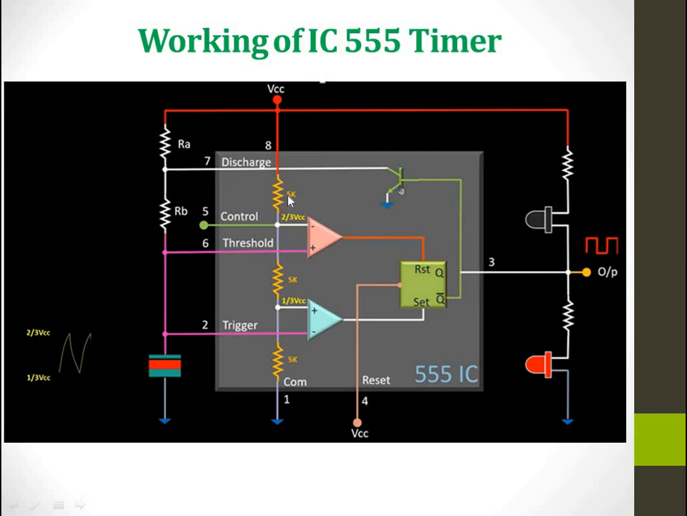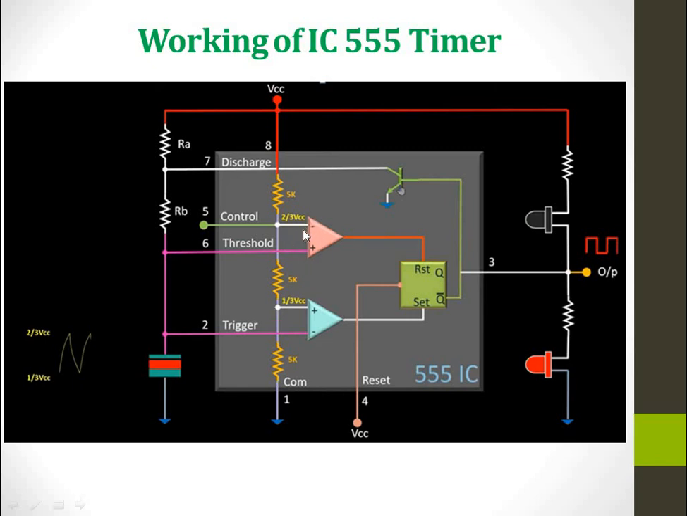The resistors are each connected with 5 kilo ohms, 5 kilo ohms, 5 kilo ohms, and this drop is 2 by 3 VCC. Another drop is 1 by 3 VCC. The first comparator compares the voltage of the capacitor with 2 by 3 VCC, that is across pin number 6 and pin number 5. The second comparator compares the voltage across the capacitor with the 1 by 3 VCC drop voltage of this point.